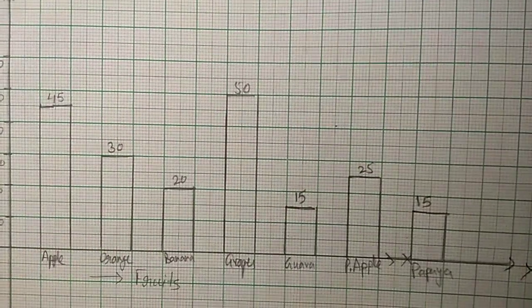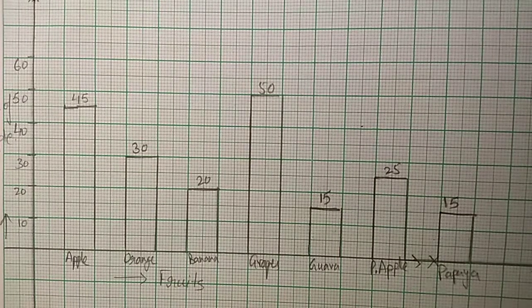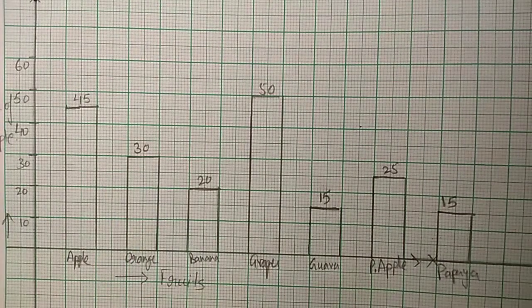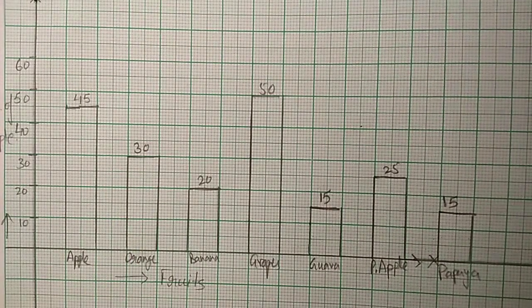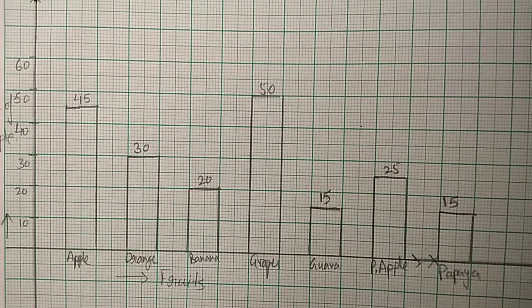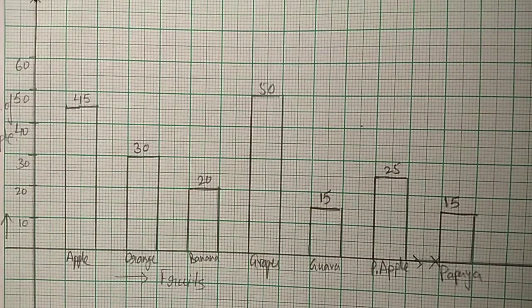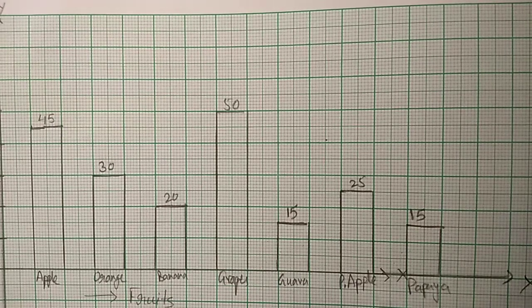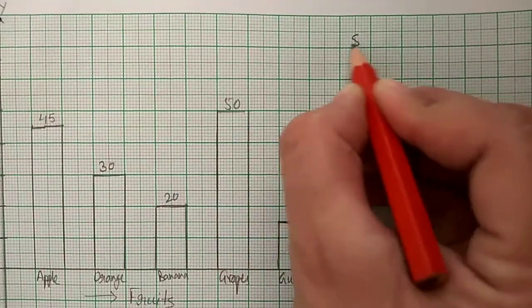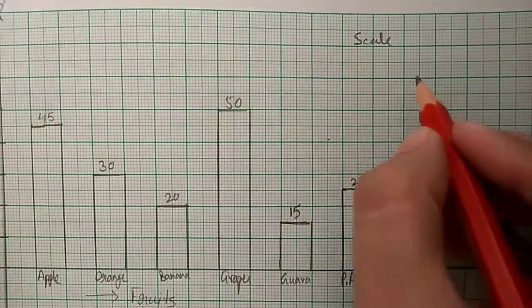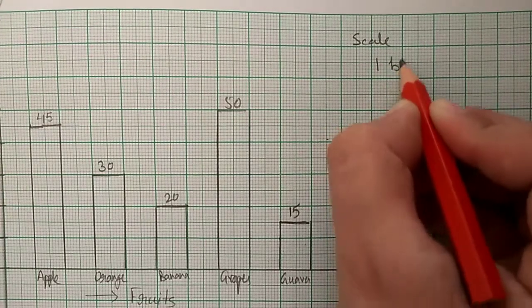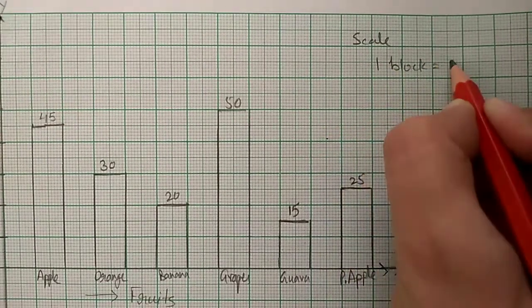So like this you have to represent your data by bar graph. You can color these bars or you can use your own creativity also. You have to write a scale also. So here at the top you can write a scale. Each block, one block we have taken as 10 units.